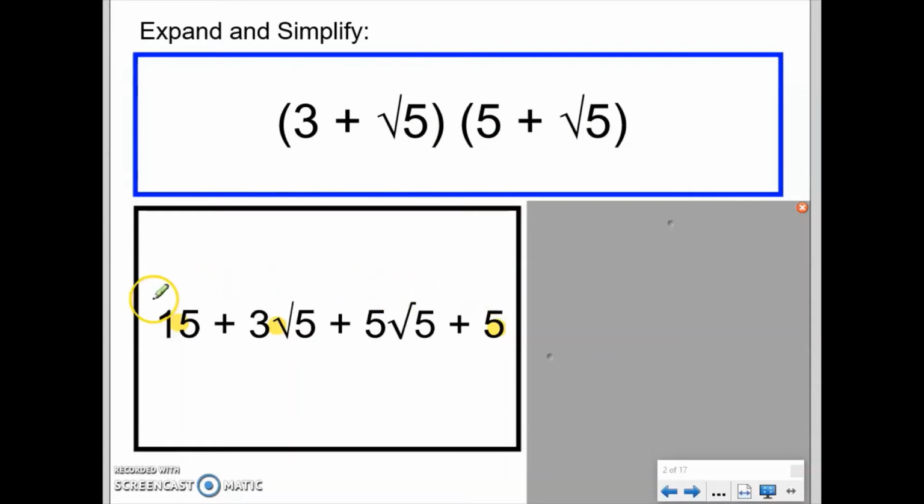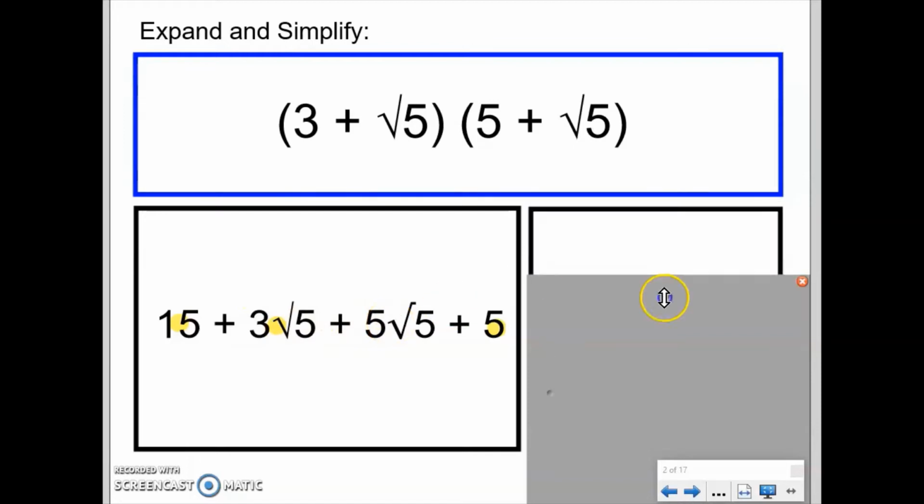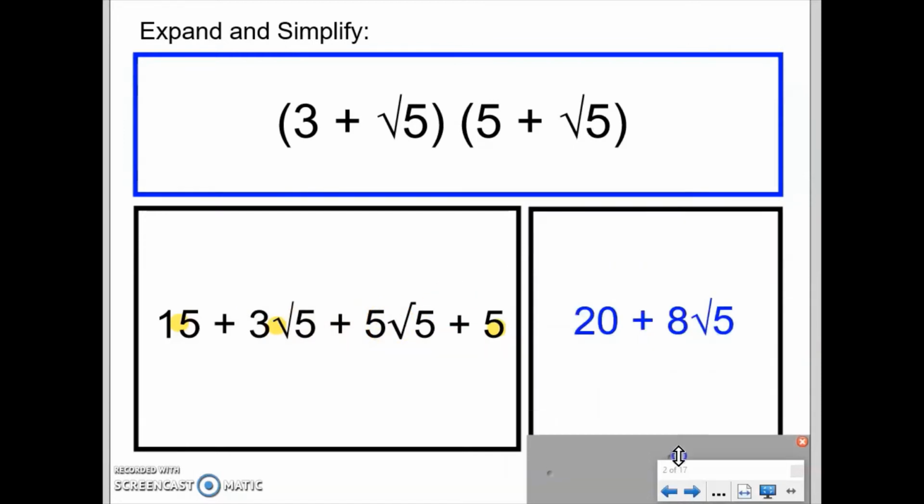So now I've expanded my bracket, but the question also asks me to simplify. So what I can do here is put my normal numbers together. 15 and 5 can go together to give me 20. And I'm also going to put my root 5s together. 3 root 5s add 5 root 5s is 8 root 5s. So my final answer after I've simplified would look like this.